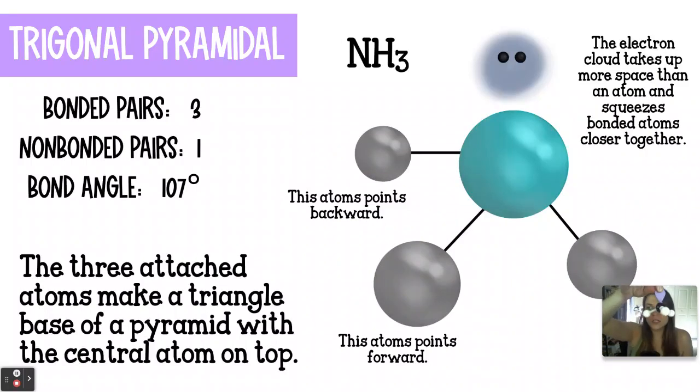Next up is trigonal pyramidal, and it's kind of the same thing as tetrahedral, except I have popped off this hydrogen and replaced it with a lone pair. So in this case, we have 3 bonded pairs and 1 lone pair, which is this purple bunny ear. And this would be ammonia, NH3. Here's your nitrogen and your 3 hydrogens around the bottom.